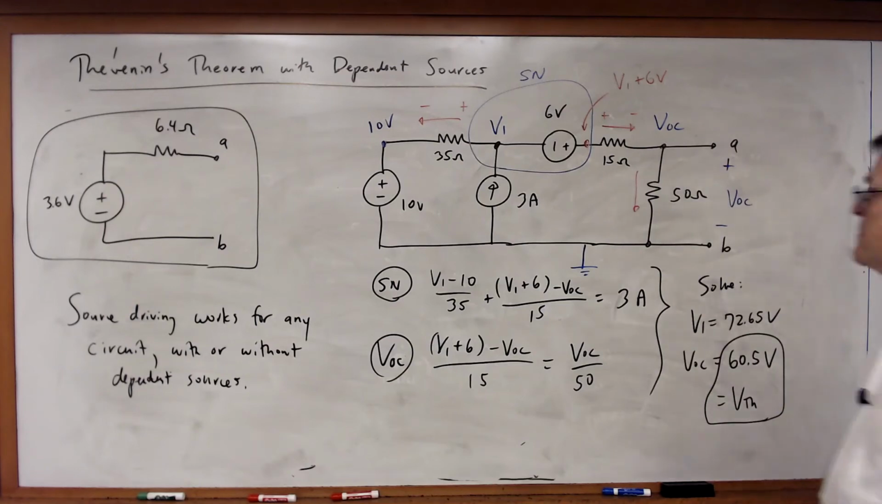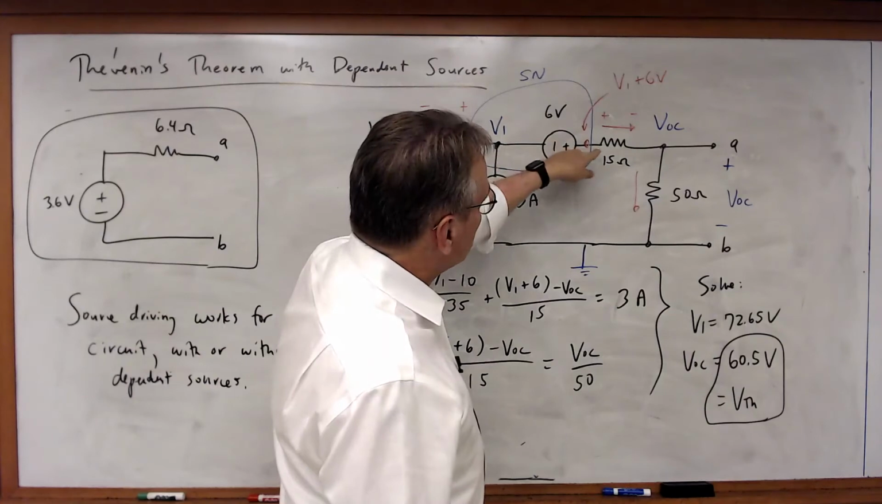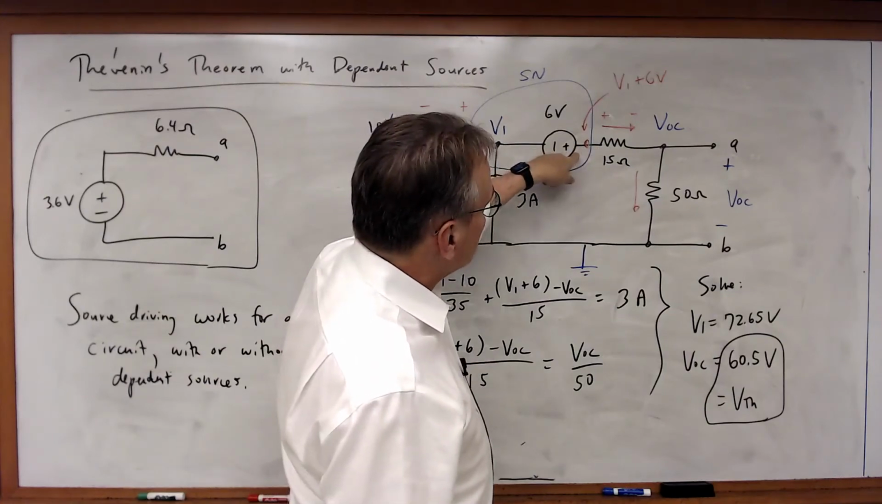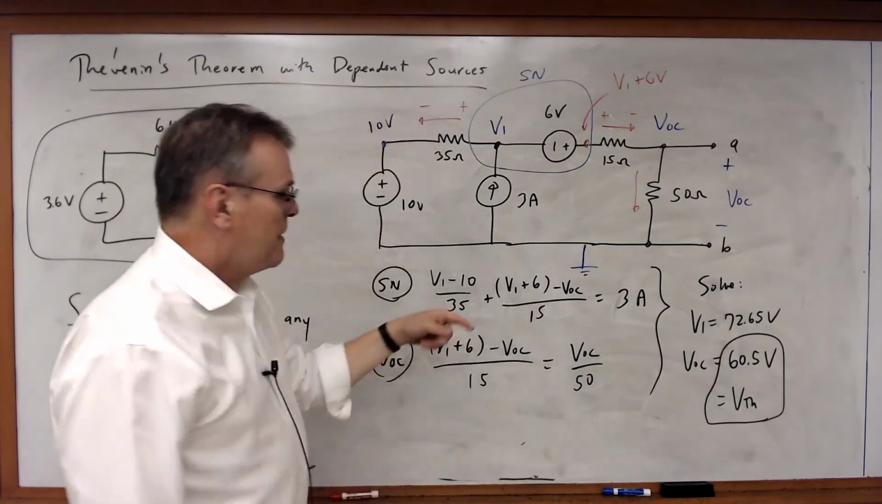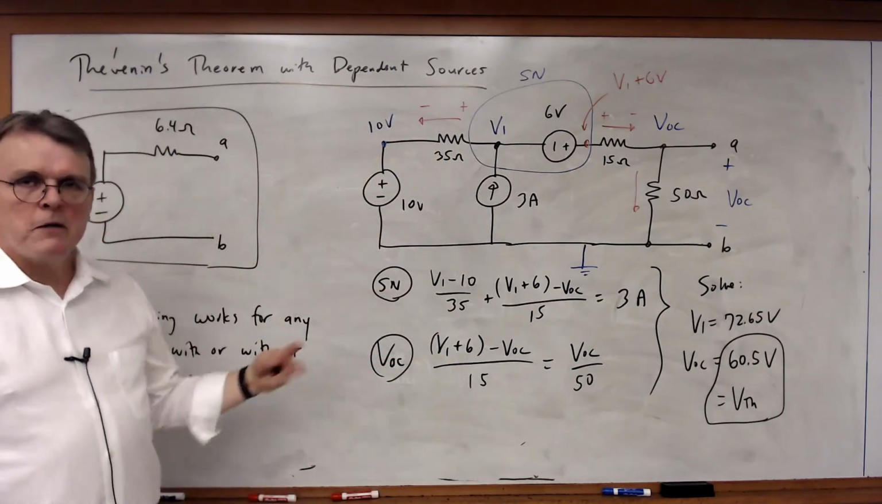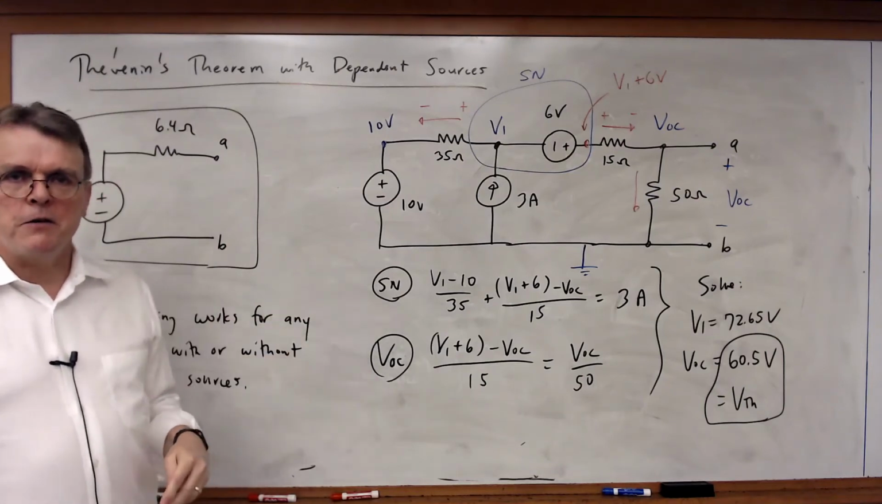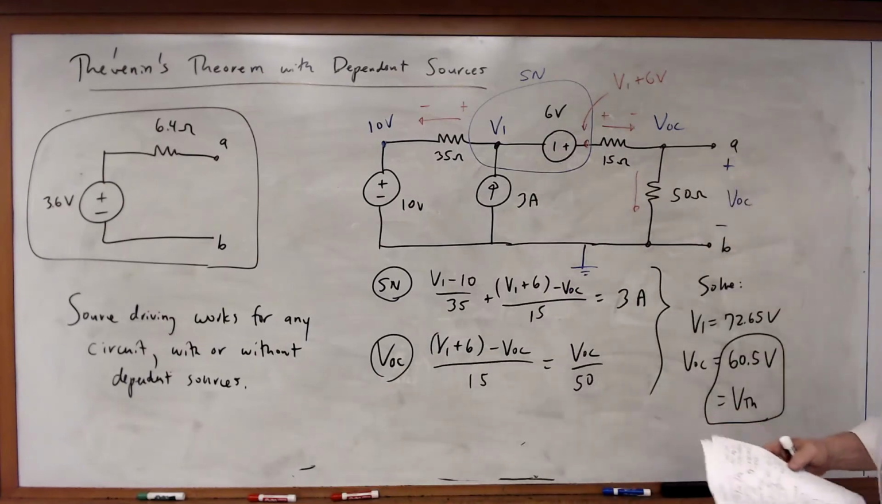And there you go. So all I did here was just apply the supernode, write the constraint for the voltage source right there on the circuit just by calling that node V1 plus 6. So it's a nice little shortcut. You don't have to do this, but as you become more skilled in nodal analysis, you start to learn how to do these little tricks. Okay? So that's my VTH calculation.